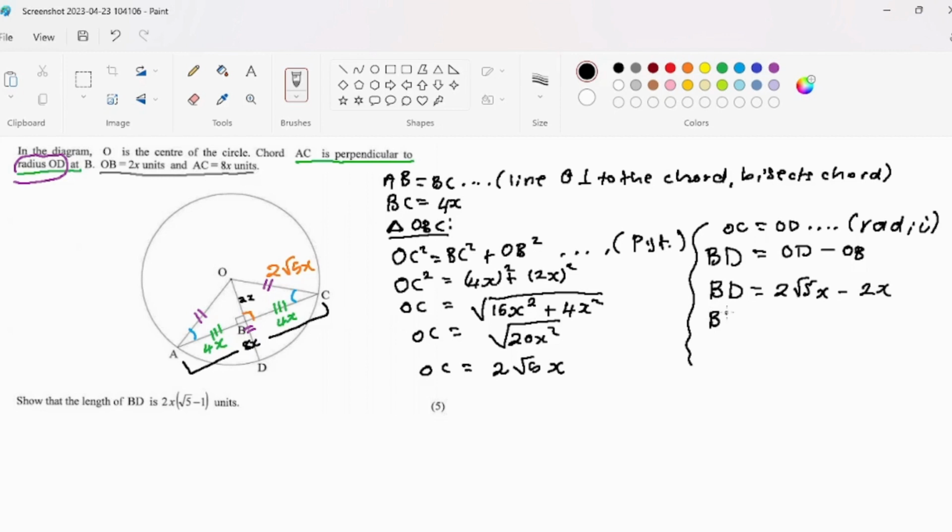And then after here, guys, we are going to take out a common factor. So I would like you to think of this as 2 numbers, because they are 2 numbers, right? So we have a common factor, which is 2x. We are going to take 2x out, and then we are going to be left with the root of 5 minus 1.